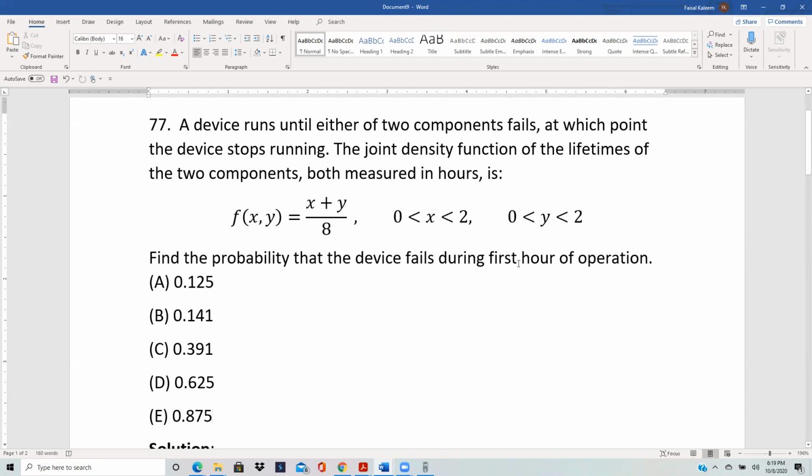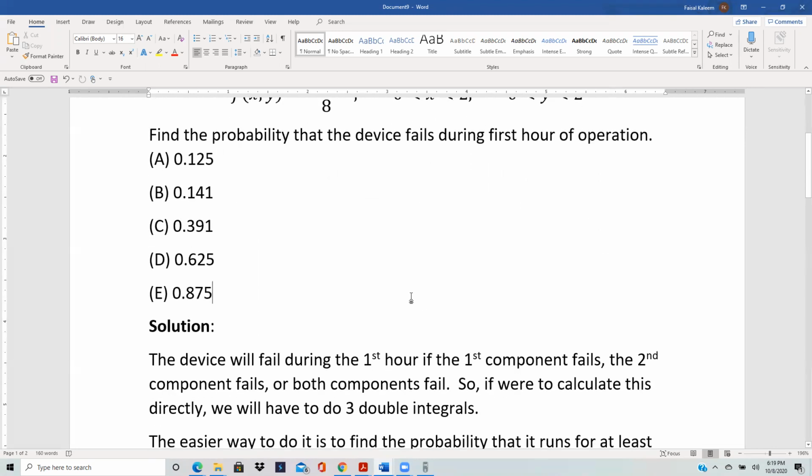The failure during the first hour will happen if the first component fails, or the second component fails, or both components fail. So actually, if you do it this way, in the direct way, you have to do 3 double integrals. So the shorter way of doing it is to do it through the complement.